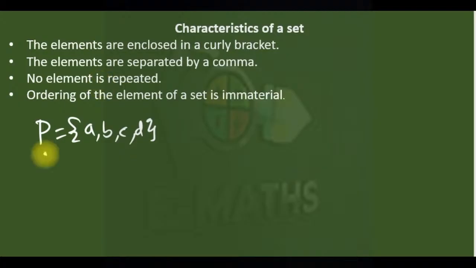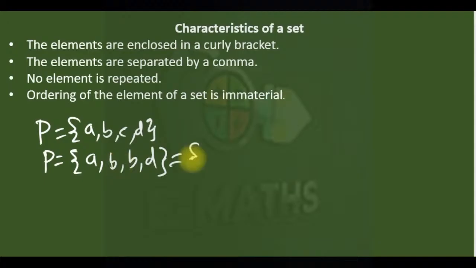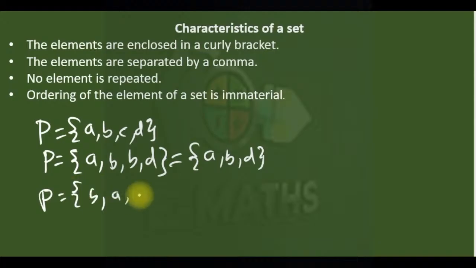We don't repeat elements in sets. If you have a set that has b two times, this is not allowed. We don't write it twice, we just write one of it. That's the third characteristic. And the fourth one: ordering of elements is immaterial. We can still write the set P as b, a, d. Order doesn't matter. So those are the four major characteristics of a set.